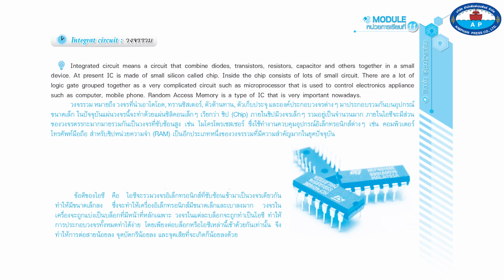Random access memory is a type of IC that is very important nowadays. The advantages of IC are that it combines several complicated circuits as one circuit. This makes electronic appliances smaller and lighter.